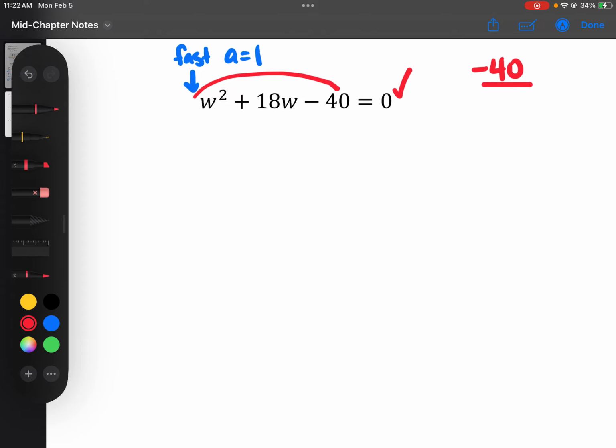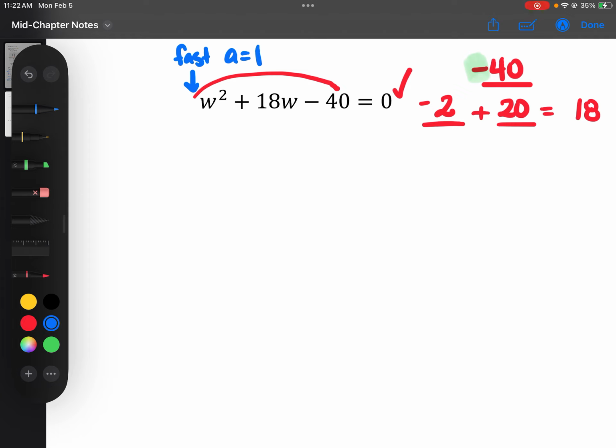And then you go to your little factor chart. And on your factor chart, you're looking for two pairs of numbers, and they need to add up to 18. Now, you have to remember something special about these two numbers, though. So we have two numbers, they need to add up to 18, but because this is a negative 40, that means one of the numbers is negative while the other number is positive. So the two numbers I'll use are negative 2 and positive 20.